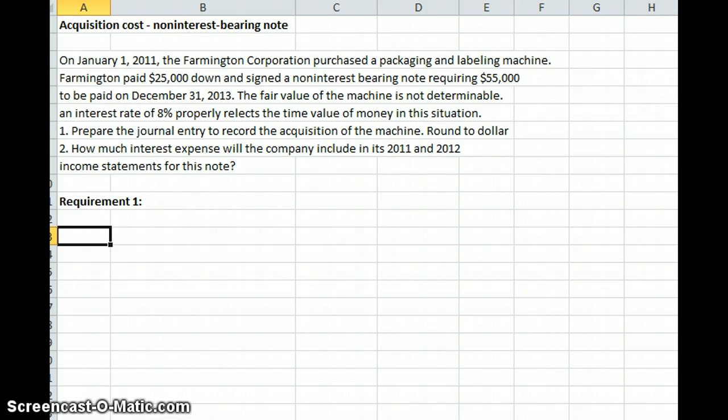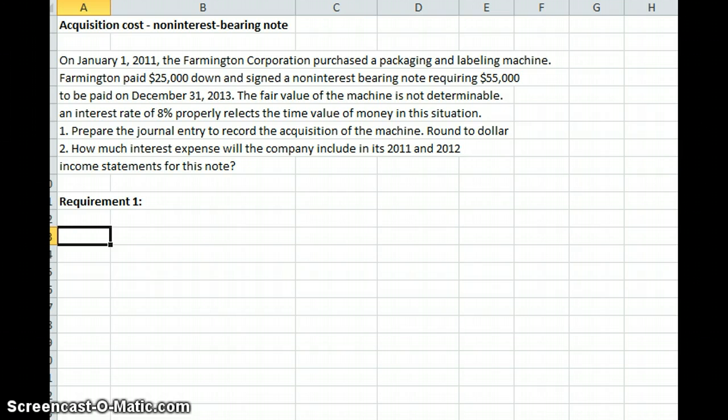And we want to prepare a journal entry to record the acquisition of the machine, and we're going to round that to the dollar. And then 2, how much interest expense will the company include in its 2011 and 2012 income statements for this note?